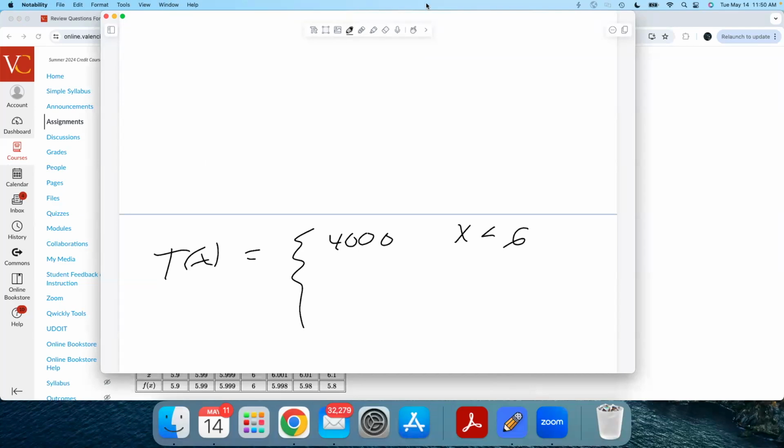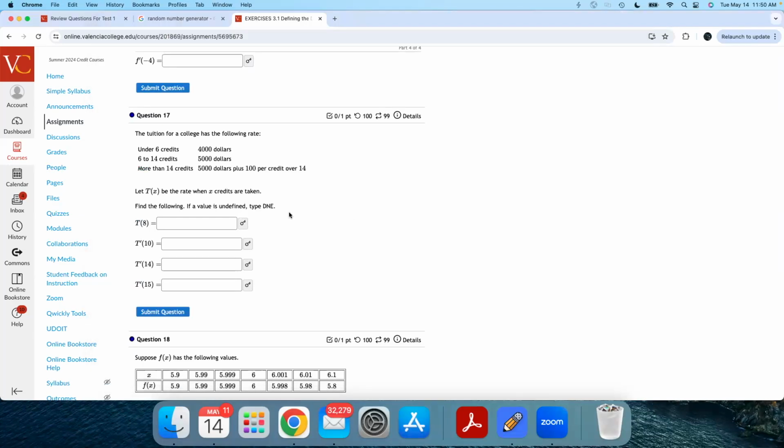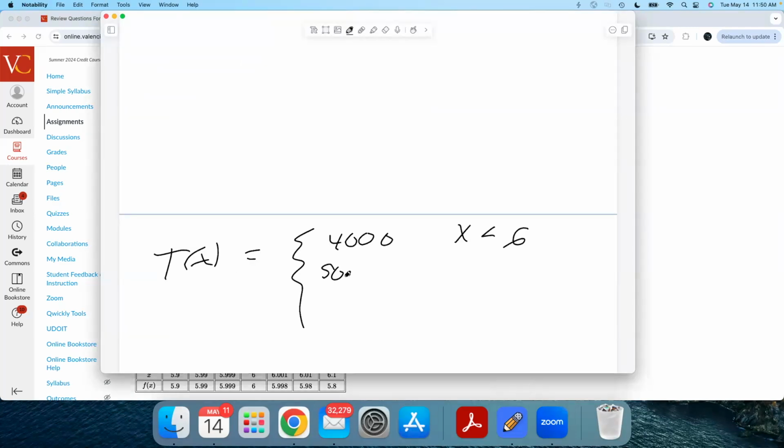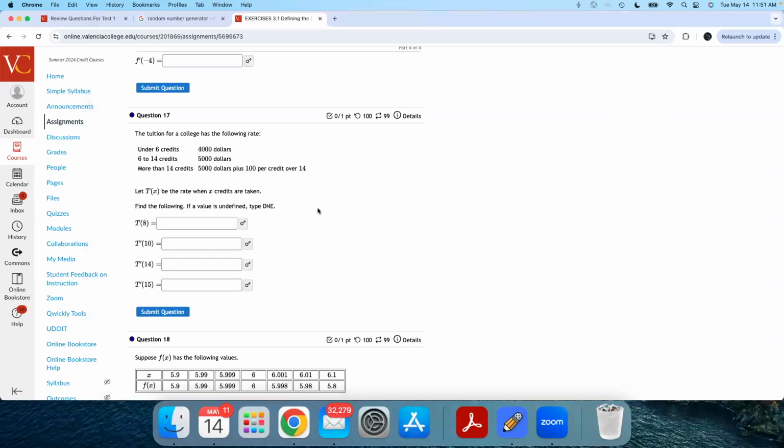Trying to move my screen here, so I'll just keep going back and forth. From 6 to 14, including both of them, were $5,000. And then here's the tricky part, this next one. That's an X there. $5,000 plus $100 per credit for credits over 14.